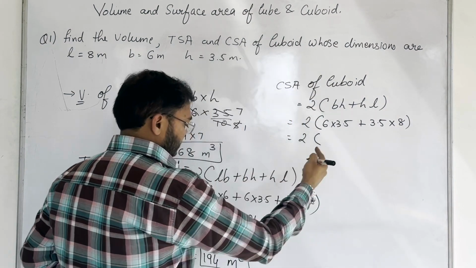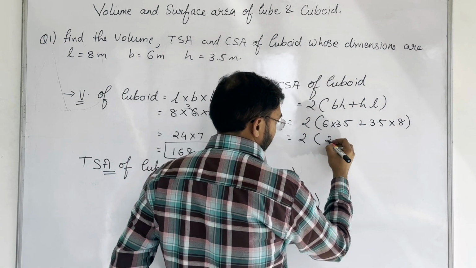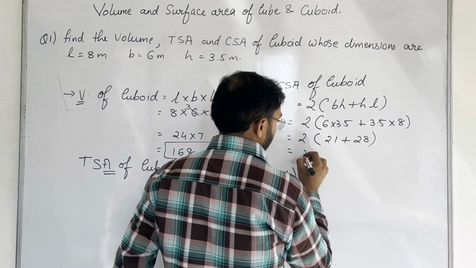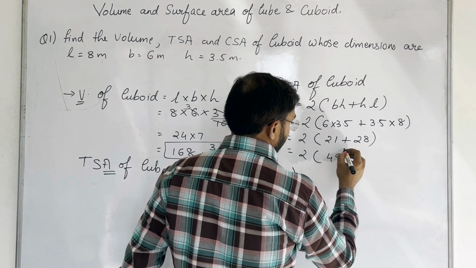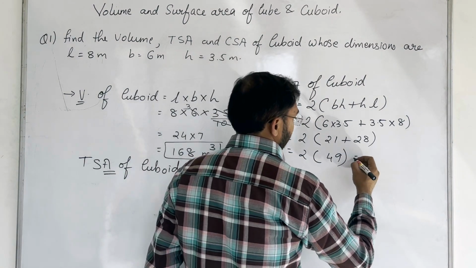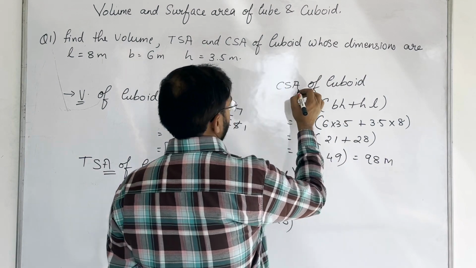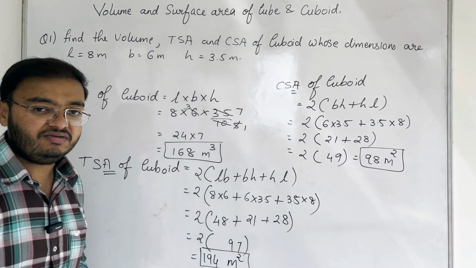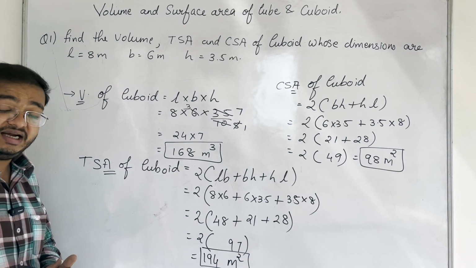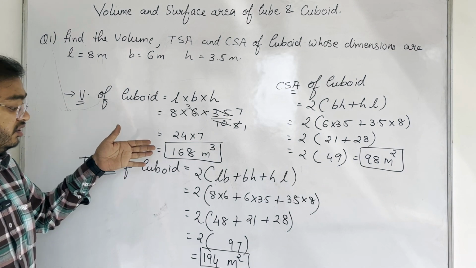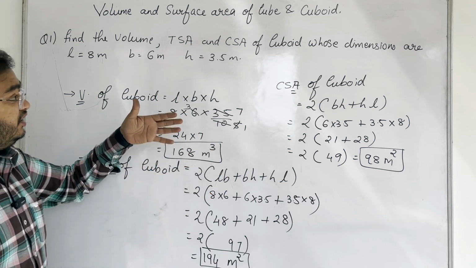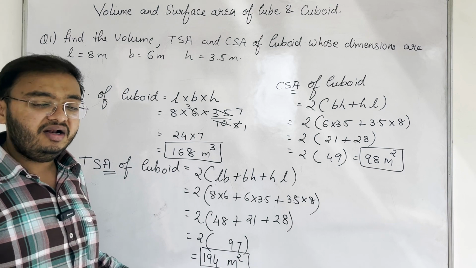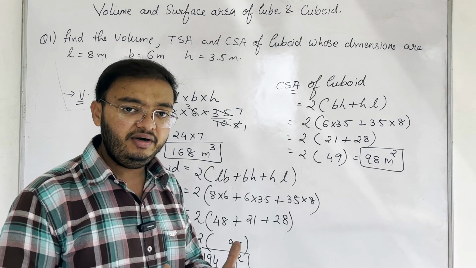So 2 into 6 into 3.5 we are done over here, that is 21, plus we are done here, that is 28. Let's add up, that is 2 times (21 plus 28), which is 2 times 49. So that is 98 meter, and we are finding the area, so your unit will be square. I hope that this question is very easy for you to understand, because in this question I have taken all the basic formulas related to cuboid, that is volume, TSA and CSA. This is clear. Let's move towards our question 2.